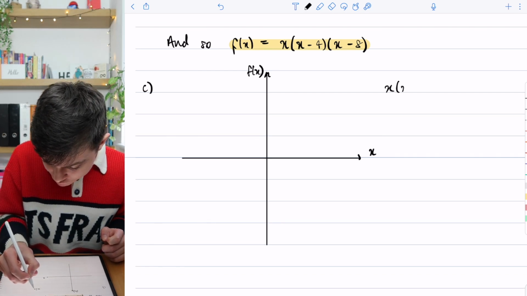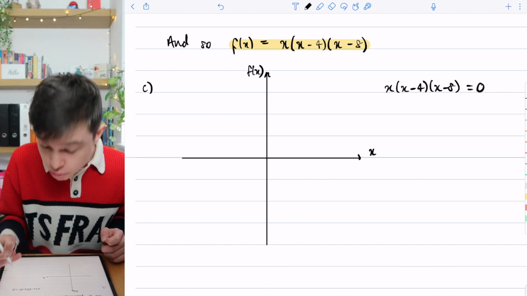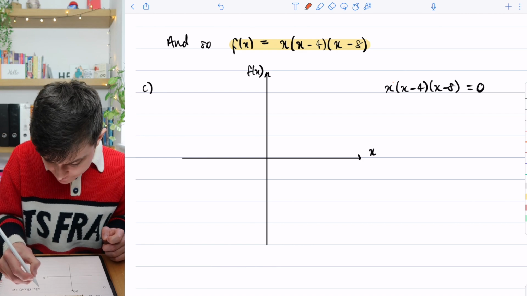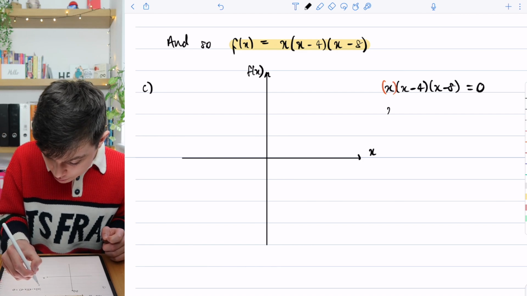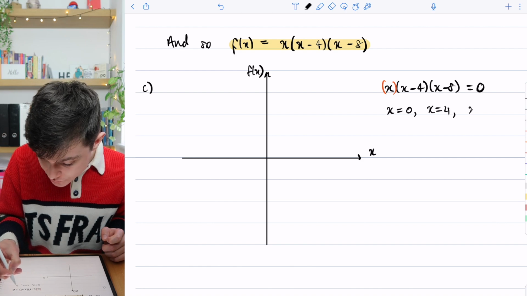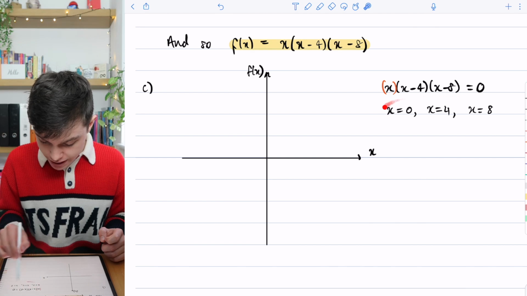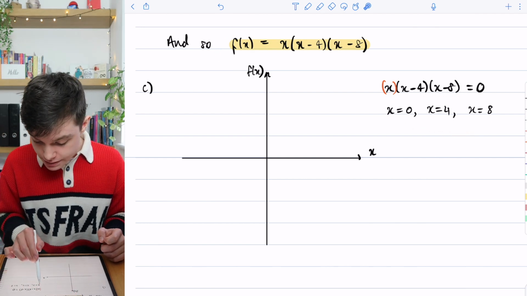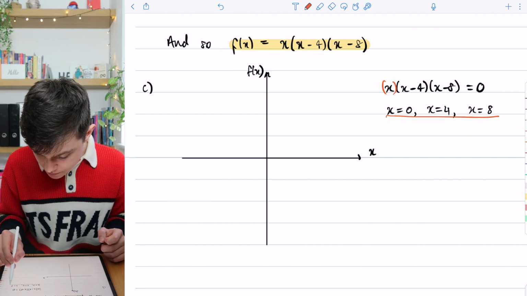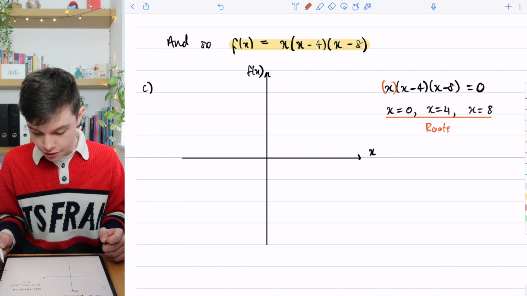Let's set the graph equal to 0. And if we do that, each bracket can be equal to 0. There's an invisible bracket there, so that will tell me x is equal to 0, x is equal to 4, or x is equal to 8. And those are the three cases when f of x is 0. So these are our roots. So let's put those on the graph.